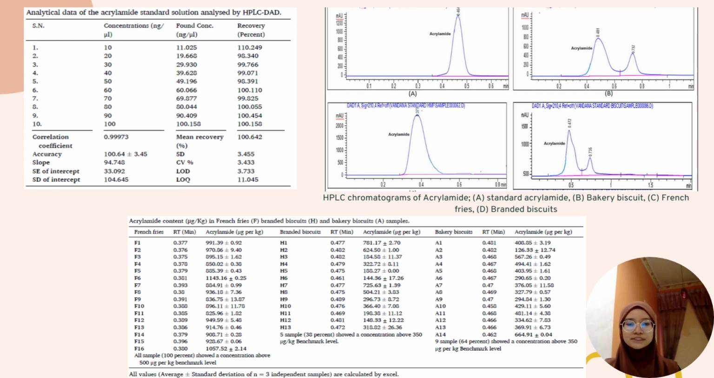The difference between the processing conditions and chemical composition of the raw material may be the cause of the variance in the acrylamide content between the various batches of a product category.